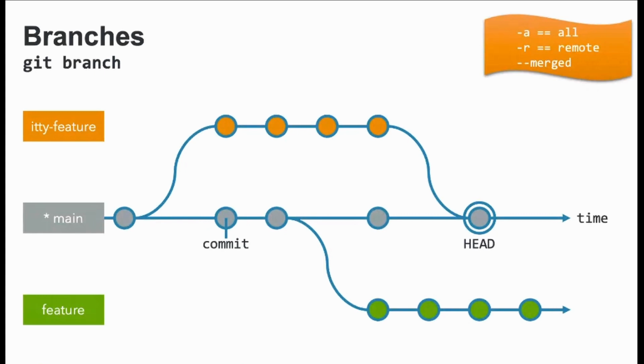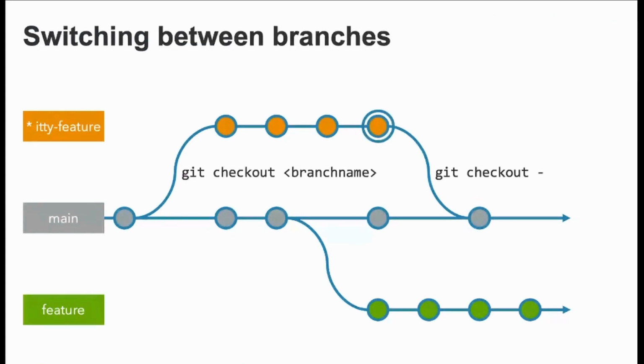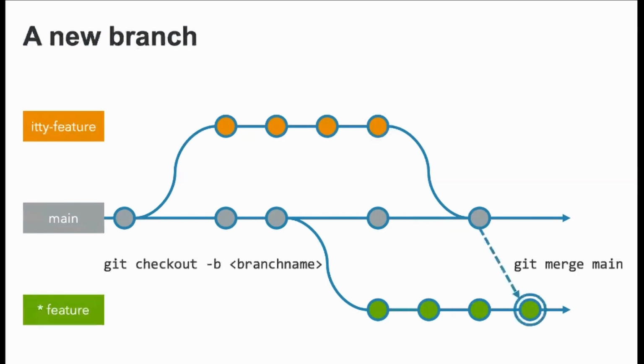So if you quickly want to change between branches, you can type git checkout and the branch name. And to quickly change back and forth, you can just use git checkout -. This saves you a ton of typing. To quickly create a new branch, you can type git checkout -b and then your new branch name.